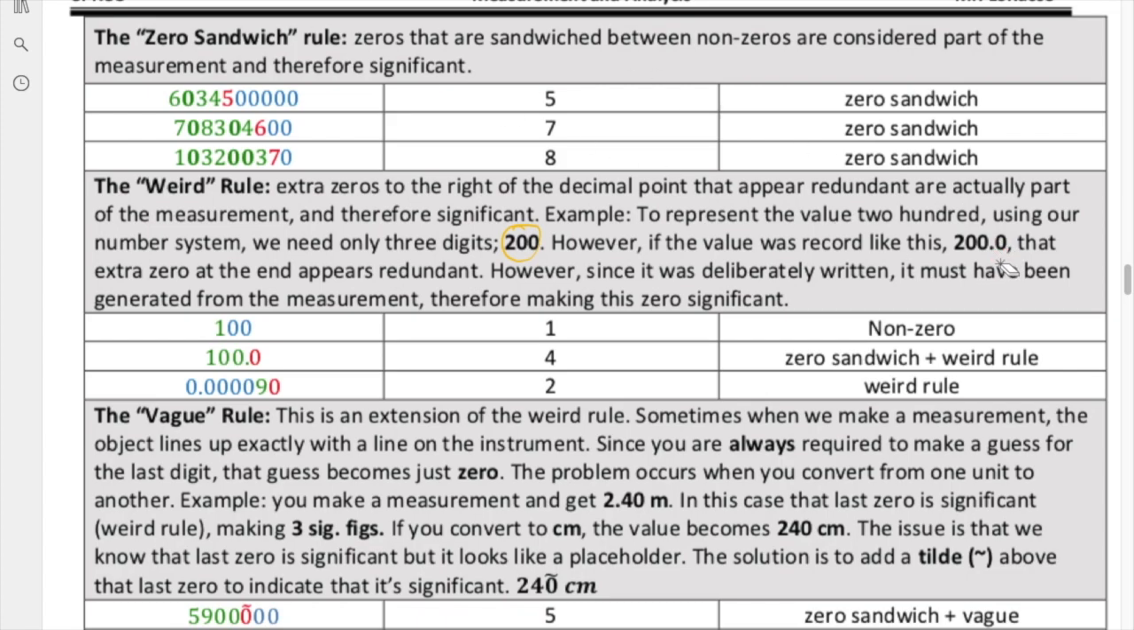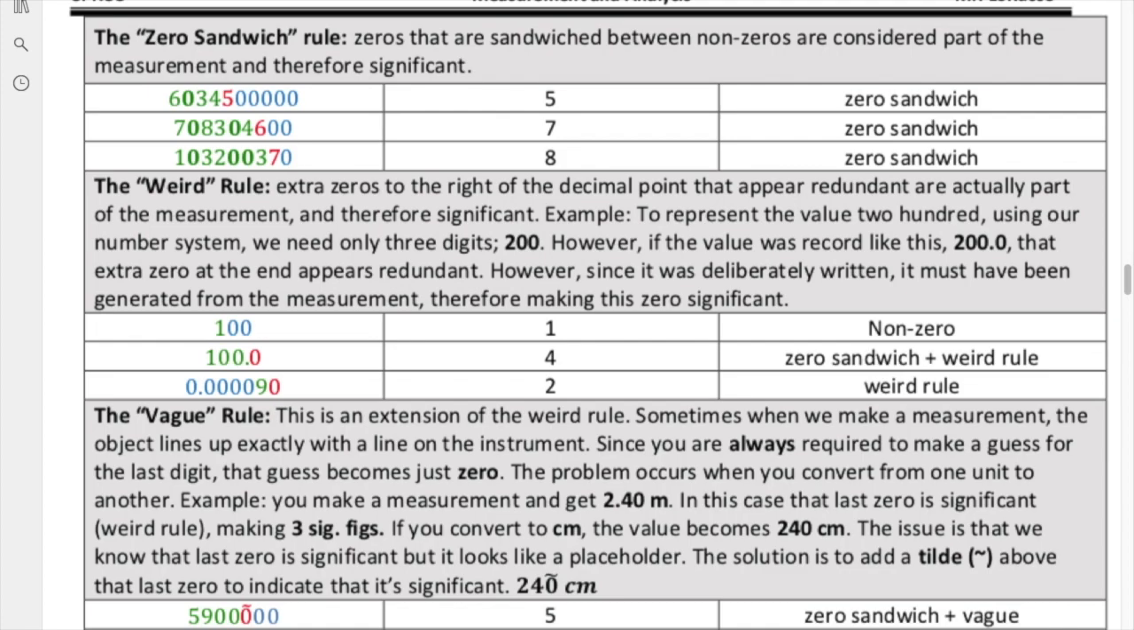Now, if this is significant, and of course that's a non-zero, that's significant, that means all of these are also significant. So in this case, with 200.0, everything's significant, so that would be 4 sig figs. That's how many sig figs this one would have. All right, so let's take a look at some examples here. Let's start off with our first one, 100.